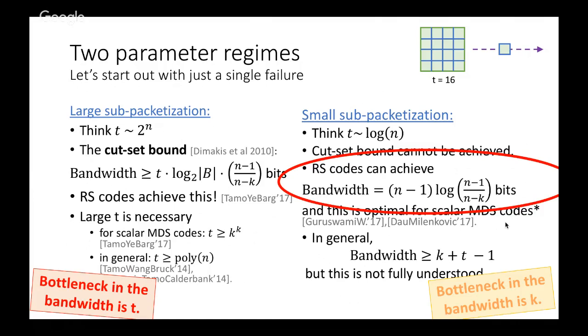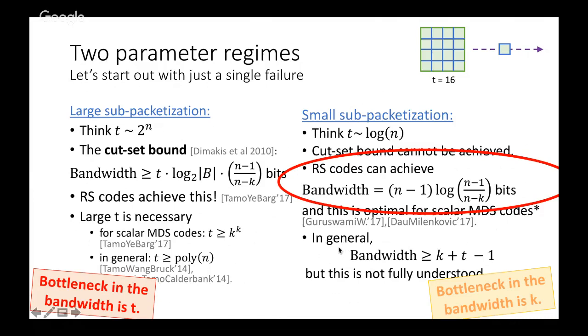And how does this compare to the optimal information theoretic bound? This is optimal for scalar MDS codes with linear repair schemes. So this is optimal within a class of codes, within a class of schemes. The best information theoretic bound we know in general in this parameter regime is k plus t minus 1. And so here, if k is like n/2, this bound is about twice this information theoretic optimal bound.